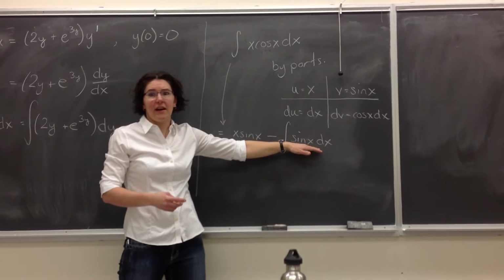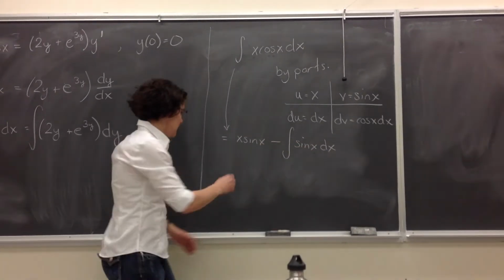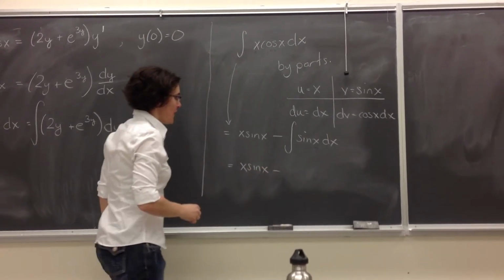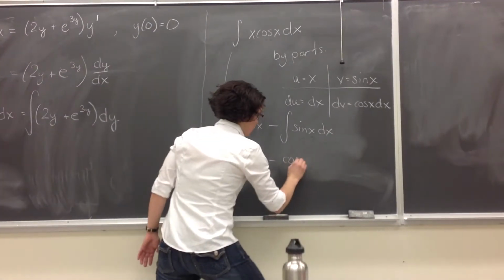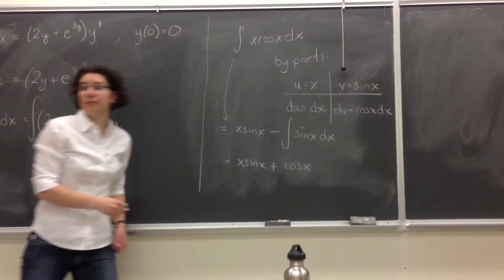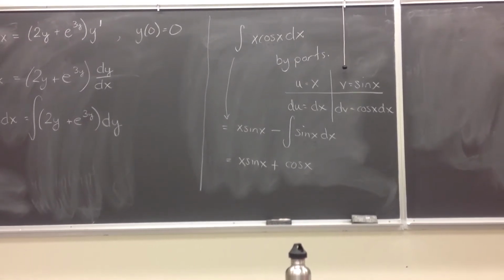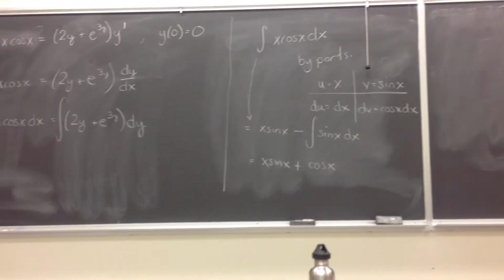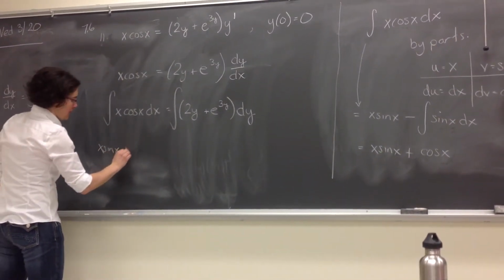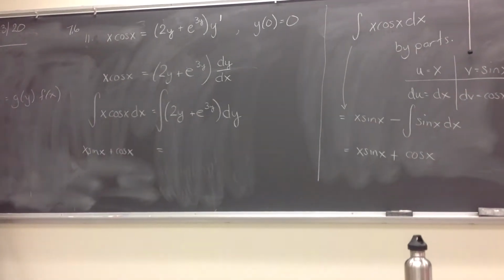I've gotten rid of that x in the integral, and so now I know what the antiderivative of sine of x is. So I end up with x sine x minus negative cosine x, so I end up with a plus cosine x. Okay, so that is the left-hand side of my equation. I've got x sine x plus cosine x. Any questions about that part?